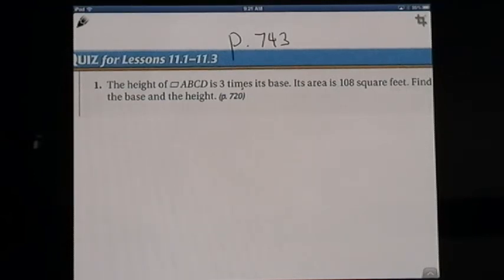So what you're going to start with is your area equation or formula. The area of a parallelogram is base times height. Now we have to figure out from the problem what is the base and what is the height. It says the height of ABCD is 3 times its base. Since we're defining the height in terms of the base, the first thing we have to say is what is the base? Well, we don't know, so we're going to call it x. What is the height in terms of the base? It says it's 3 times the base, so that would be 3x.